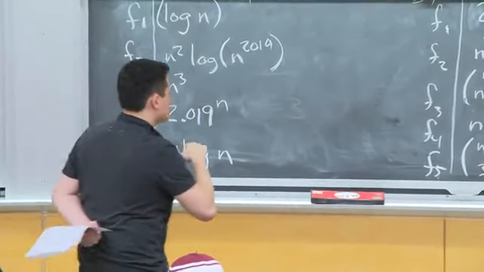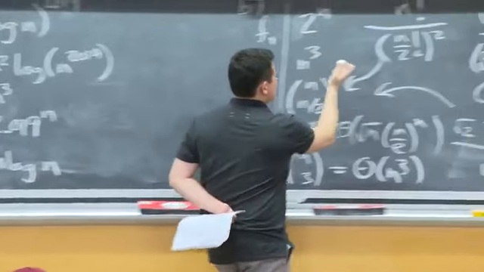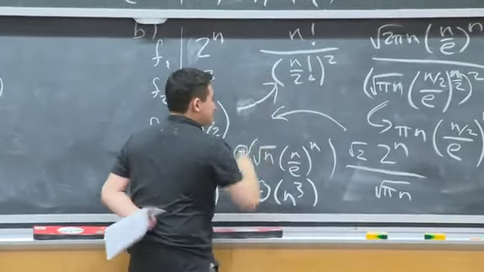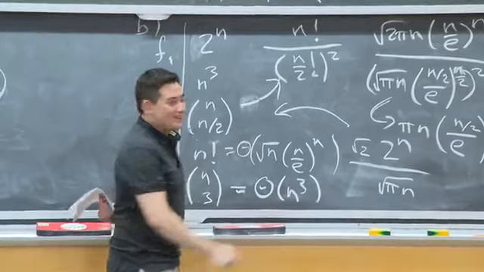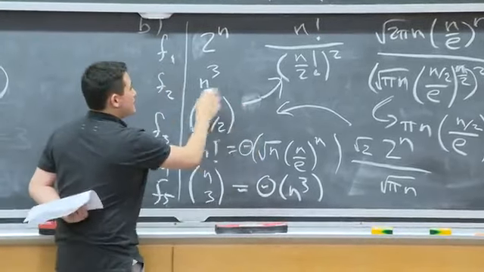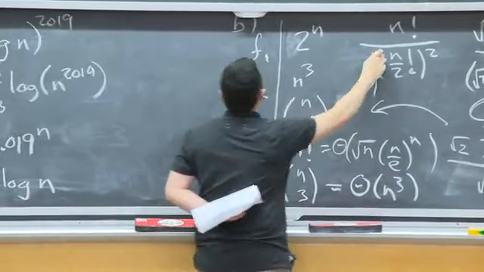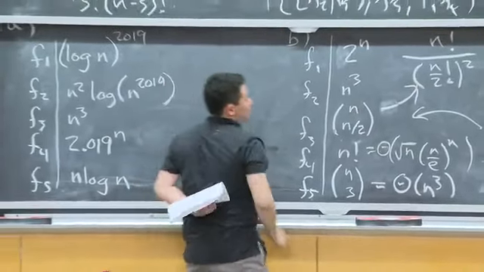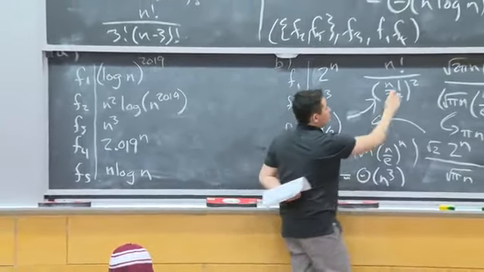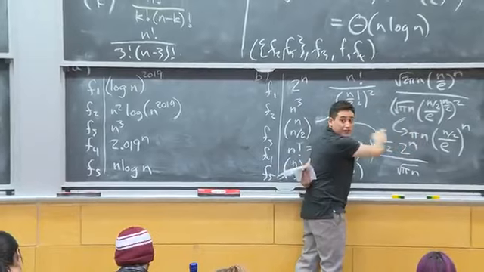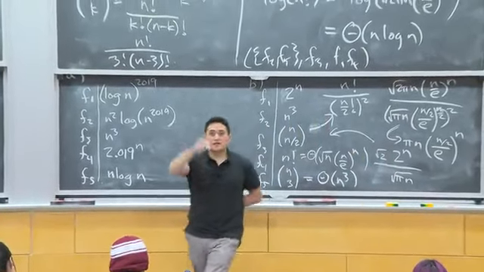Yeah? For F3, how did you reduce? Which one is F3? F3 took this little cycle here. Okay? What we did was we expanded out the definition of the binomial coefficient here. Then we applied Stirling, and then we simplified and got back. Does that make sense? Yeah.